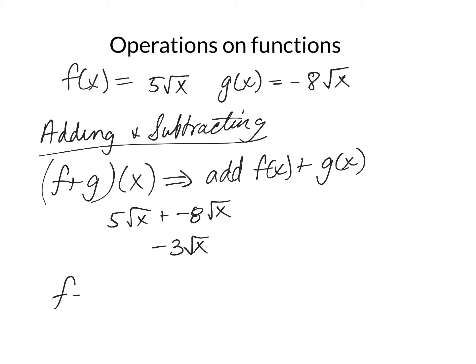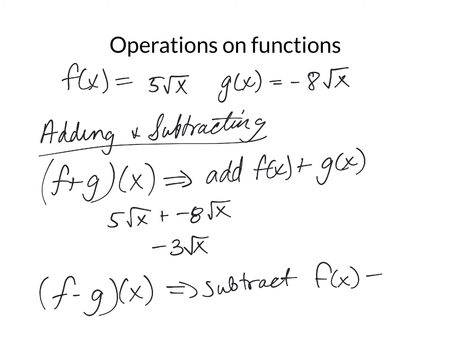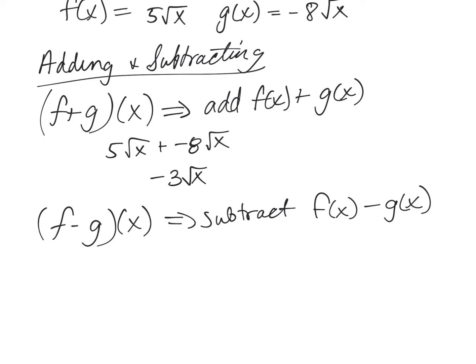If I have f minus g of x, this means subtract f of x minus g of x. So that's 5 square root of x minus negative 8 square root of x. Minus a negative becomes plus the positive, so we get 13 square root x. And then the book is going to ask you to state the domain and evaluate the sum when x equals 16.